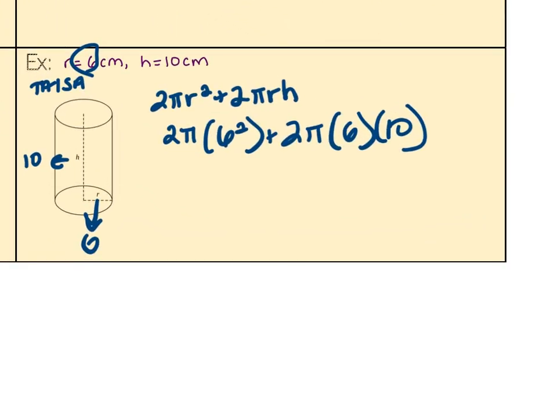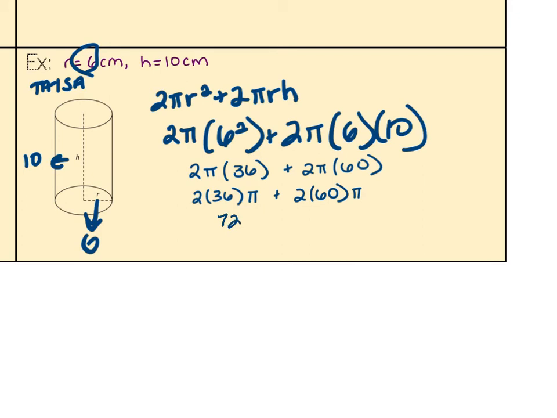So then I want to square the 6. This would be 2 times pi times 36, plus 2 times pi times 60. Bump the pi's to the end of each one. So I have to do 2 times 36 times pi plus 2 times 60 times pi. Multiply it so it's 72 pi plus 120 pi. And I get 192 pi. And this time it's centimeters squared.